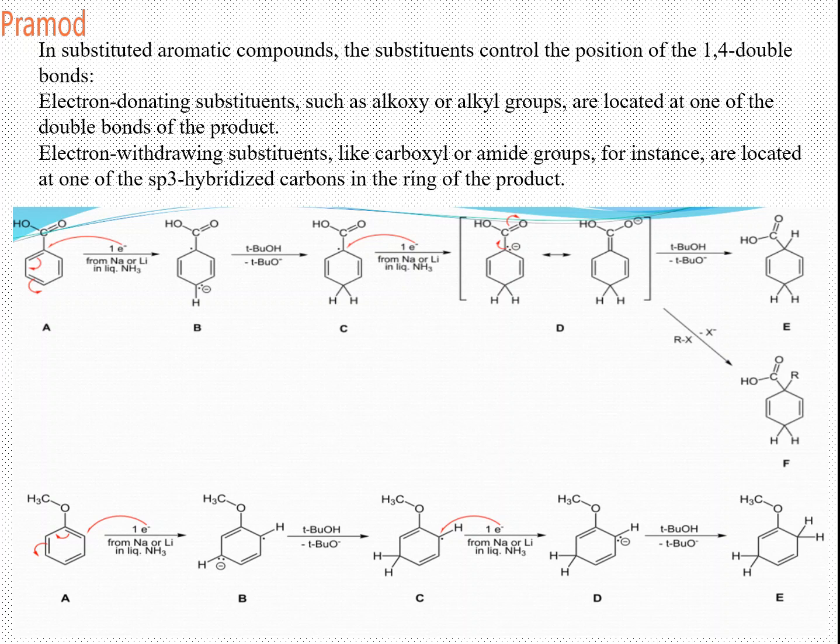Why? Because the carbonyl group is electron withdrawing, so it will reduce the charge on that carbon, thus stabilizing your resonance structure. And again it gets protonated by your butanol to give your product. So instead of a tertiary, if you take an alkyl halide, you get an alkyl substitution, because your sodamide will remove your halide and you get your R substitution. So that is one product.